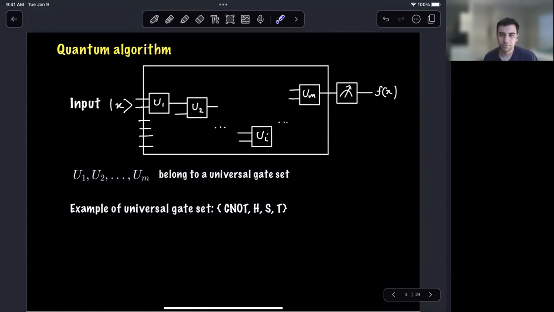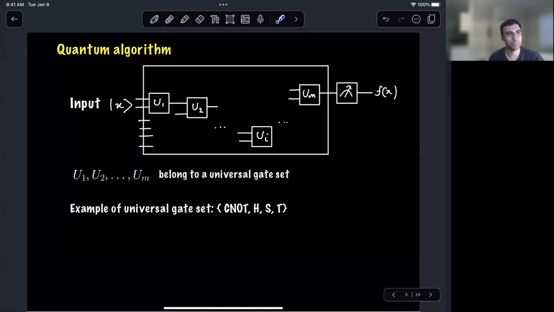To begin with, we are all interested in quantum algorithms. In general, we can think about a quantum algorithm as follows: we have some classical input X, we encode it into some quantum state, usually in the computational basis, and then we apply some elementary gates, and at the end we measure some qubits, and that's supposed to be the output of our algorithm. We can usually assume that these unitaries U1 to UM come from some universal gate set. And there are different universal gate sets.